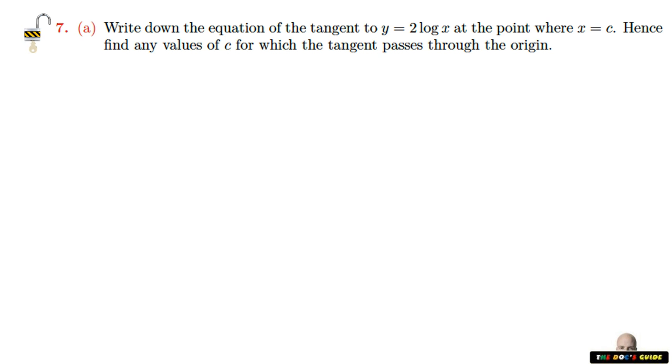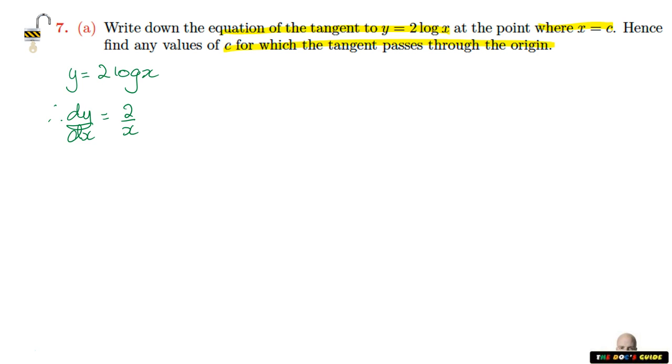So let's have a look at some examples. First one: write down the equation of the tangent to y equals x log x, familiar language, at a particular point, hence find any values for which the tangent passes through the origin. So let's just do the first part, write down the equation of the tangent. We know the process for finding the equation of the tangent is going to involve us differentiating our expression to begin with.